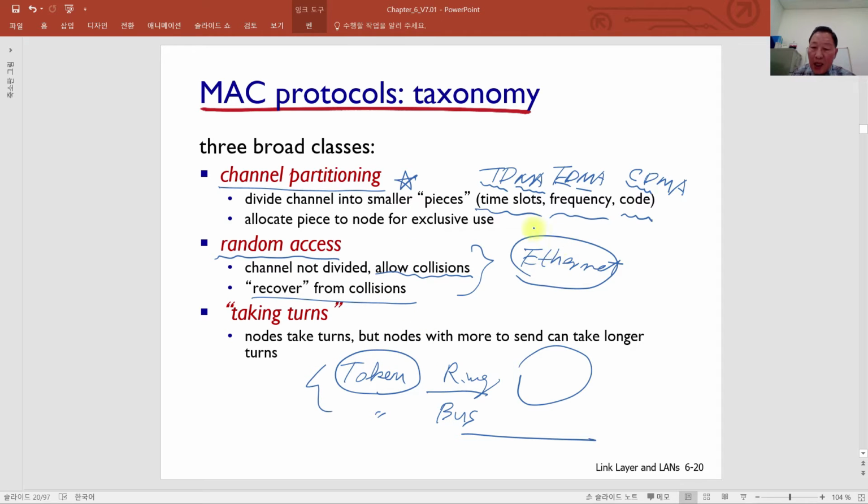But here, the final winner is the technology evolved from this Ethernet. Even Wi-Fi is evolved conceptually from this multiple access scheme, that is the random access scheme. Here, token ring and token bus, we'll look at later briefly.